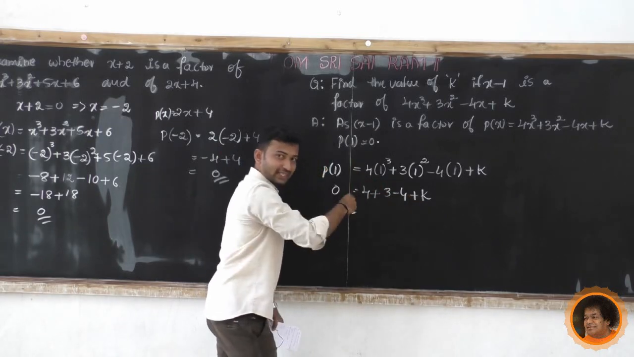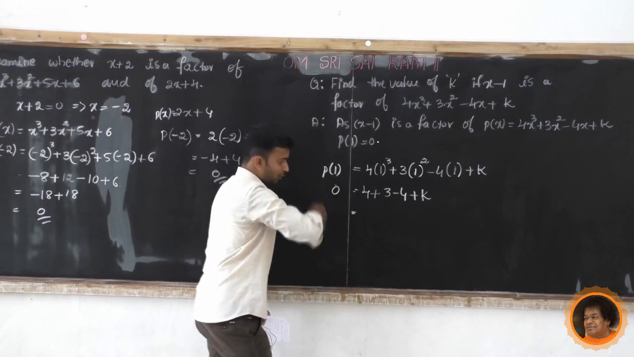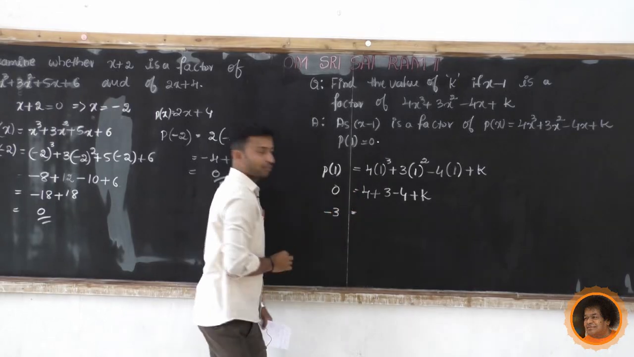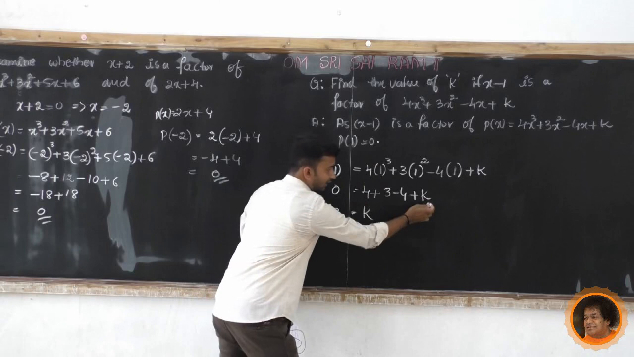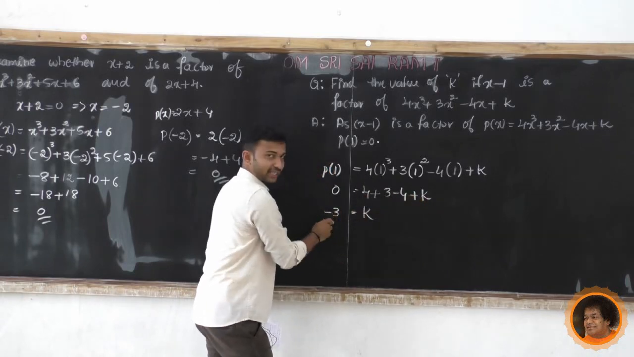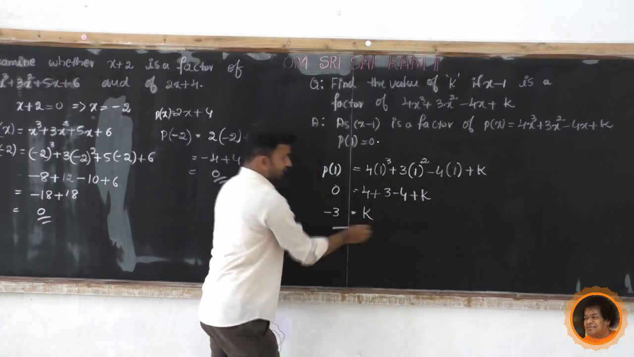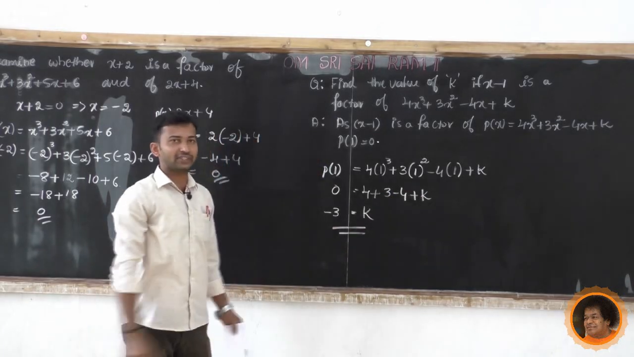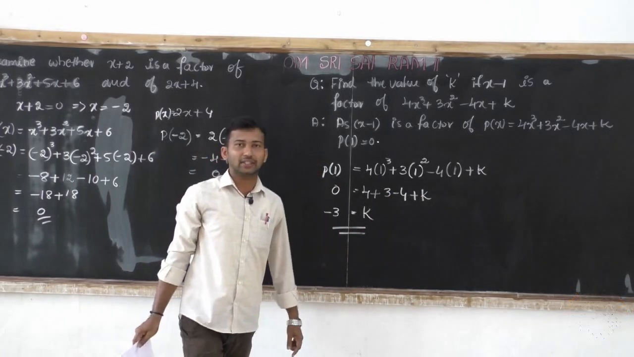When we bring plus 3 to the left side, positive becomes negative. Here, 4 minus 4 gets cancelled, plus 3 becomes minus 3, and k. Therefore, the value of k is minus 3. Thank you.